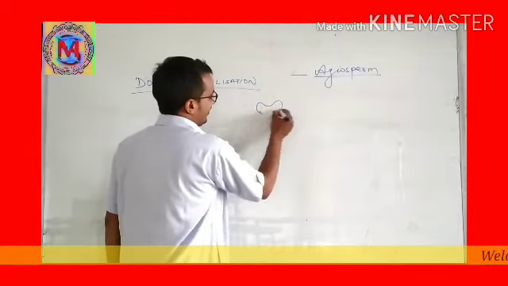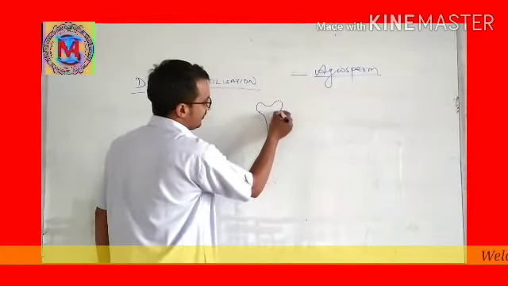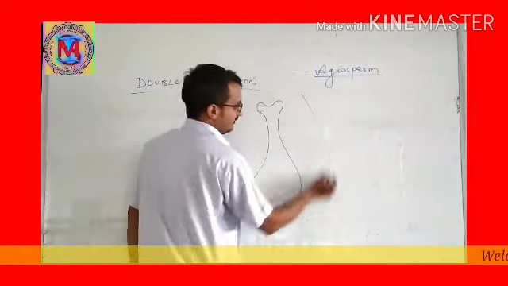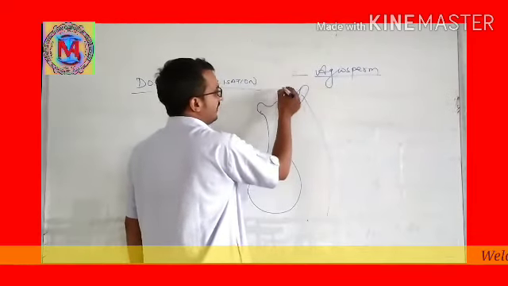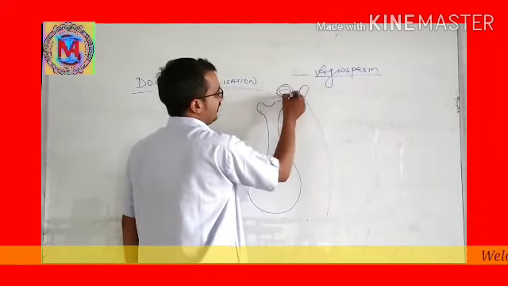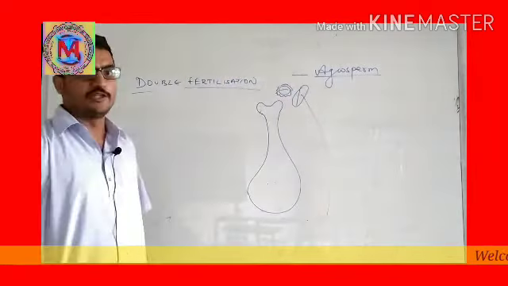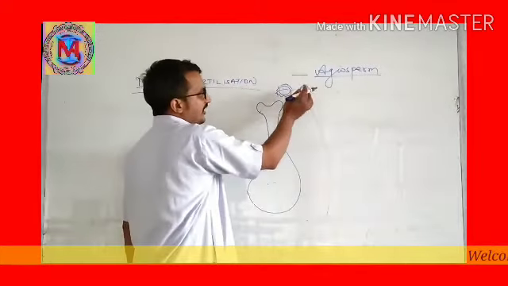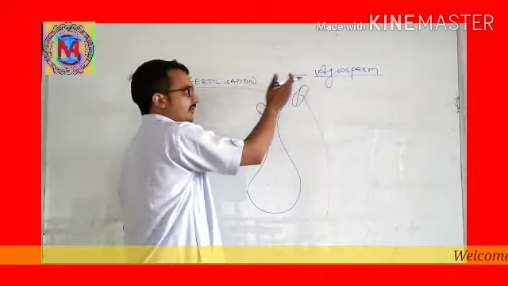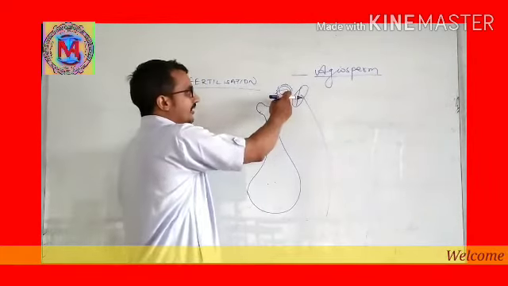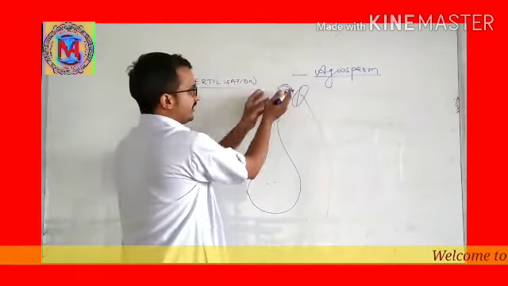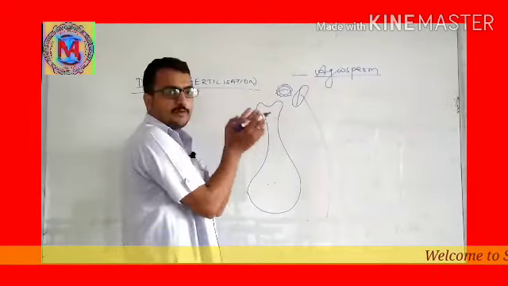I am drawing the structure of a pistil for you. Here is the pistil, and this is the anther. Shedding of anther pollen grain on the stigma, or you can say landing of pollen grain from anther to stigma, is known as pollination. So pollination will take place and this pollen grain will reach the top of the stigma.